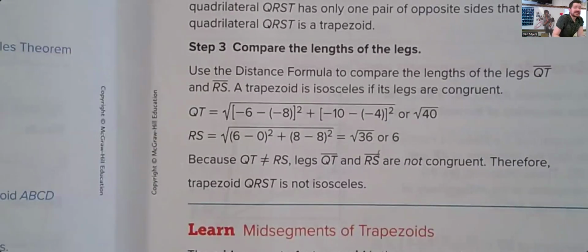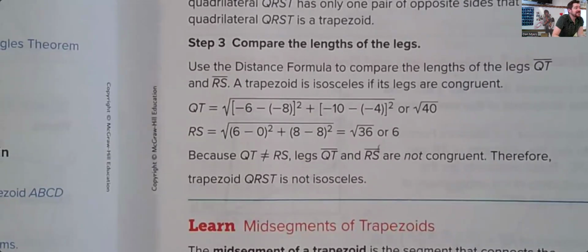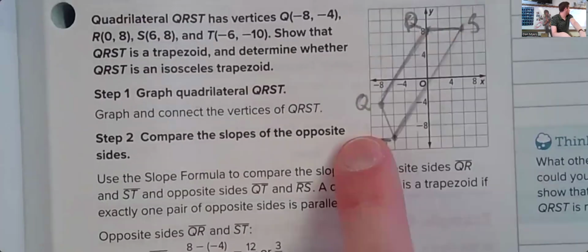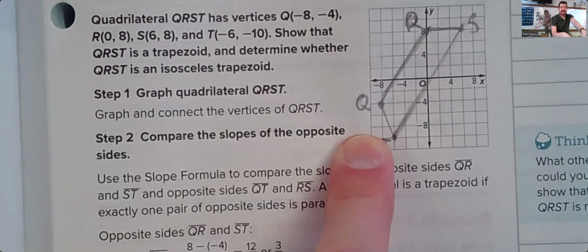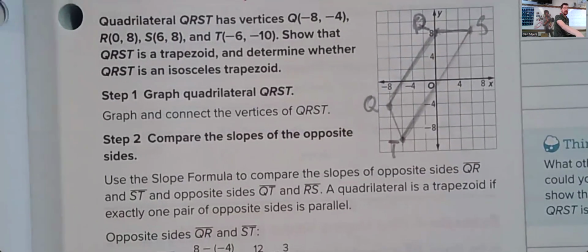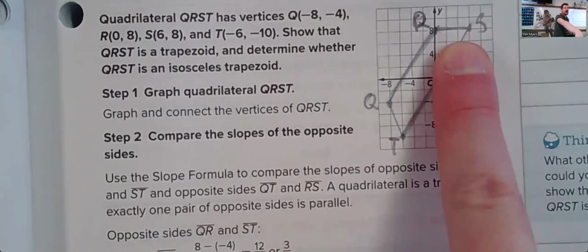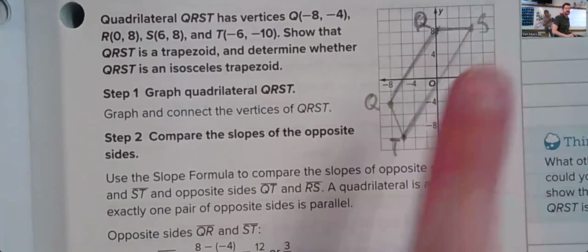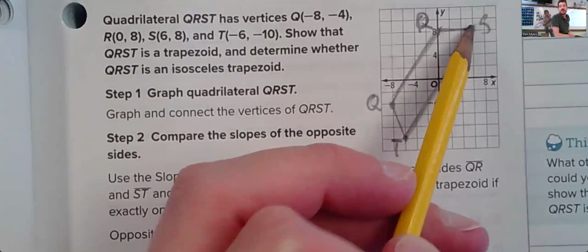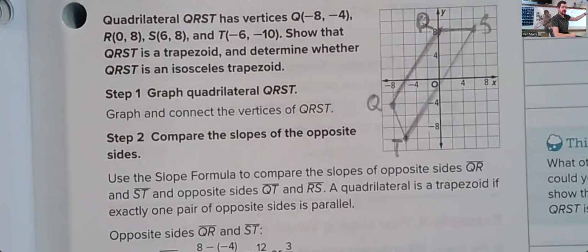But if this is going to be isosceles, that means that the non-parallel sides have to be the same length, right? So RS would have to be the same length as QT. In order to find the distance between 2 points on a graph, we have to use the distance formula. Now, we only have to use the distance formula for QT, though. Why do we not have to use the distance formula for RS? Yeah, you can just count. So what is the distance between R and S? Yeah, because they're going by twos. So 2, 4, 6. 3 spots on the graph, distance of 6 because they're going by twos.